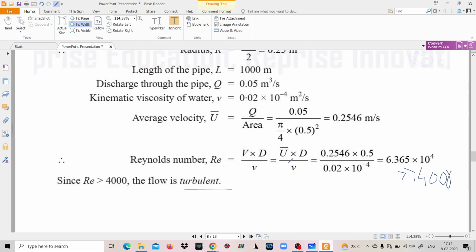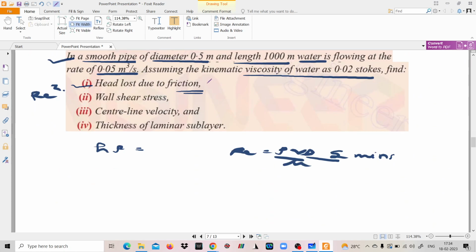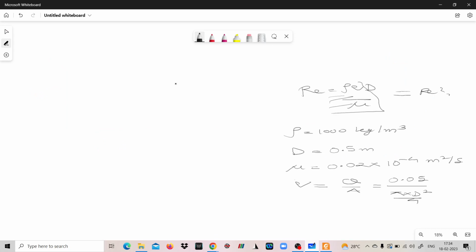So that is the first step. You have to determine the Reynolds number. Now once you have determined that it is turbulent flow, you will jump to the actual problem: head loss due to friction. Head loss due to friction is given by the Darcy-Weisbach equation, which, as I have already mentioned, is valid for both laminar as well as turbulent flow. So hf is equal to f L v square by 2 g D, where f is Darcy's friction factor. Or if Fanning's friction factor is given to you, then you need to use 4 times Cf.